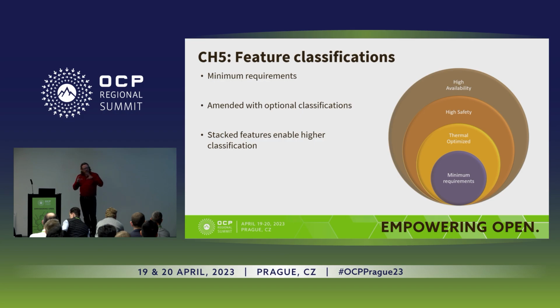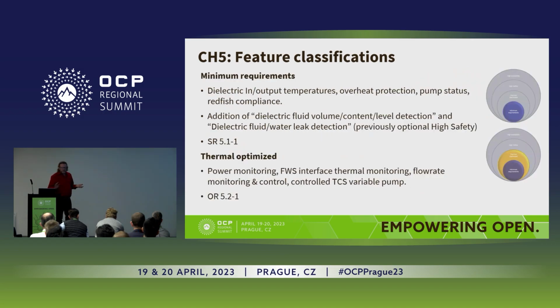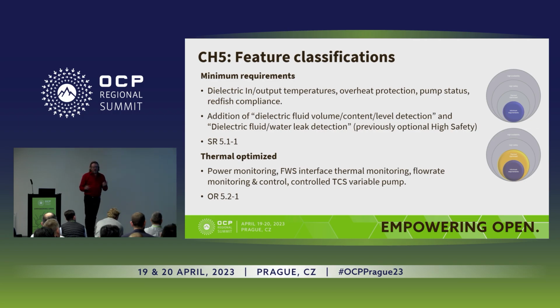So we start off with a set of absolute minimum requirements. And these requirements are the bare minimum. You need to have the ability to measure the temperatures in your dielectric fluid. Highest and lowest points, at least so you know what the temperature difference is between the hottest and the coolest dielectric fluid. You need to have, at the very least, some kind of overheat protection. So if certain temperatures are reached, that power is cut off, right? For obvious reasons, because IT equipment generates heat. It needs to be protected.